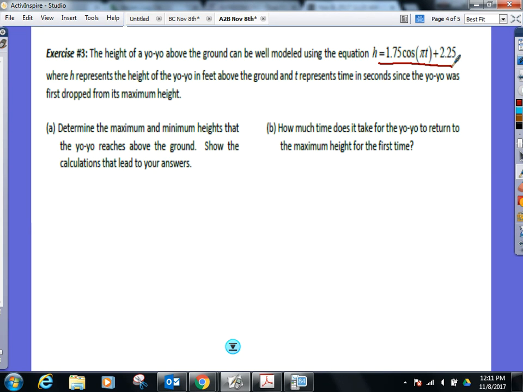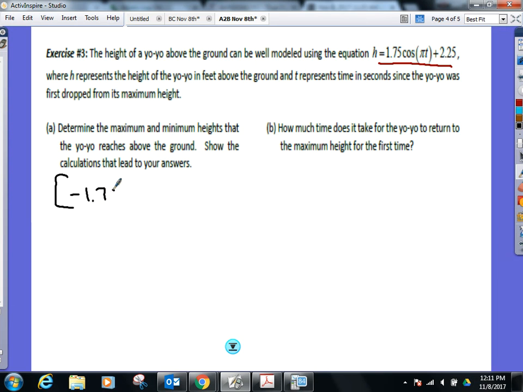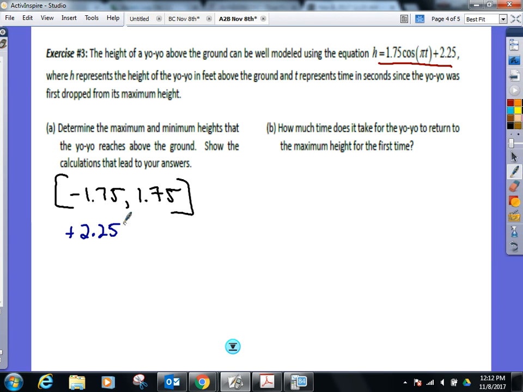The yo-yo was first dropped from its maximum height. All right, determine the max and the min now from the equation. Can you find the max and the min? Remember the two values you have to look at for max and min: the amplitude and the shift. Originally, it was going to go from negative 1.75 to 1.75 with that amplitude. But I'm shifting it where? Shifting it up 2.25 to each.